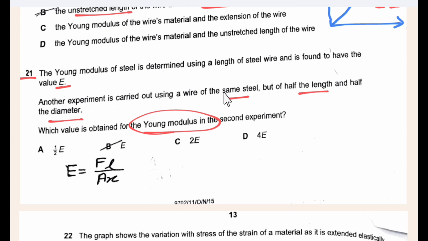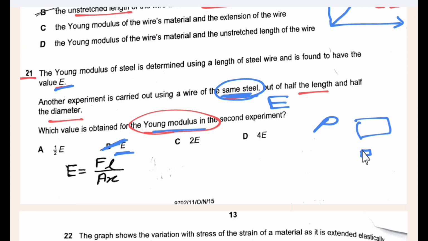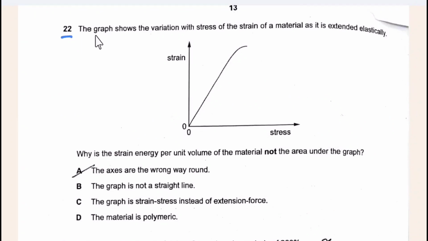Since the same steel is used, the Young modulus must be the same, so it must be E. Since the initial Young modulus is E, the final Young modulus is also E, since the material is the same. This is quite similar to density: whatever the size of the material is, the density is the same. The formula for Young modulus is force per unit area over extension by original length, that is stress by strain.